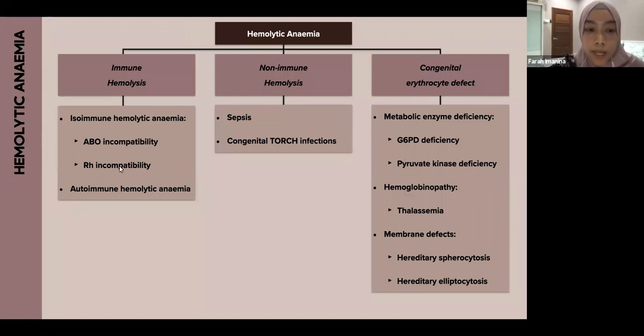Okay, another example is IHA. Non-immune, we have infection and sepsis. And also under congenital erythrocyte defect, we have enzyme deficiency, for example, G6PD. And then we have hemoglobinopathy here, for example, thalassemia.